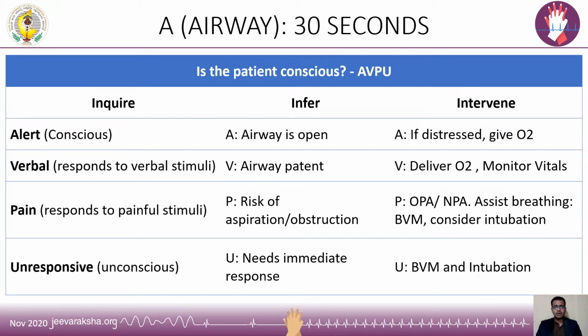When the patient is responding only to your painful stimulus, then it is a threatened airway. Then there is risk of aspiration and obstruction. So such patients would require some form of assistance in the form of an oropharyngeal airway and a nasopharyngeal airway. And if they still hypoventilate, you will have to assist the breathing with bag mask ventilation, and you have to consider intubation and mechanical ventilation. When the patient is not responding to any of your painful or noxious stimulus, that means the patient's airway is threatened. You need to quickly intervene in such patients. You will have to quickly bag mask these patients and go ahead with intubation.